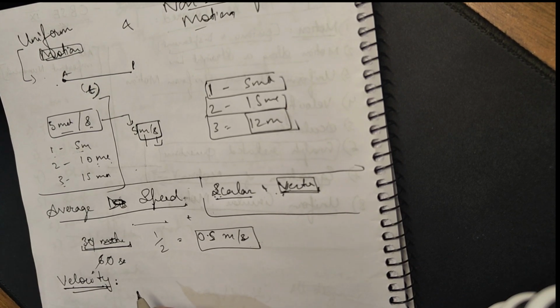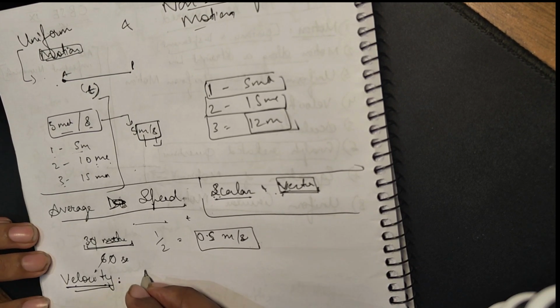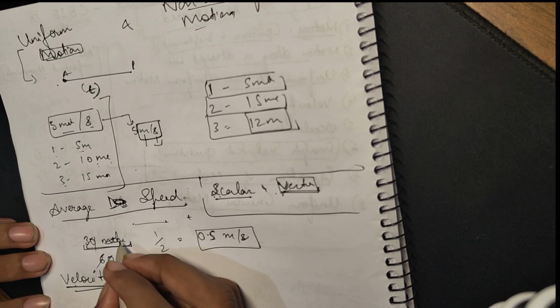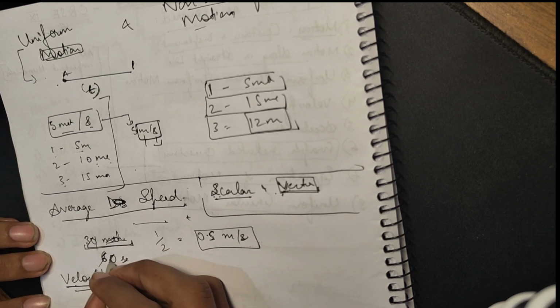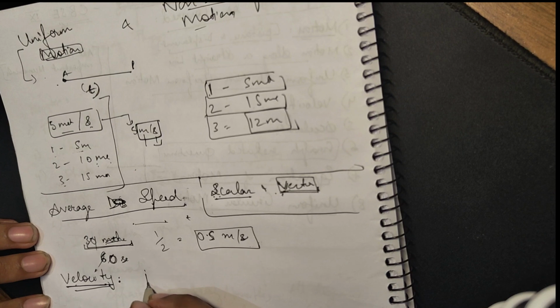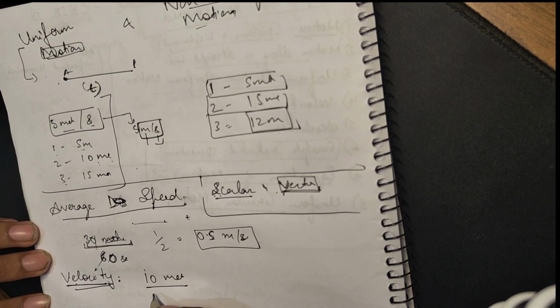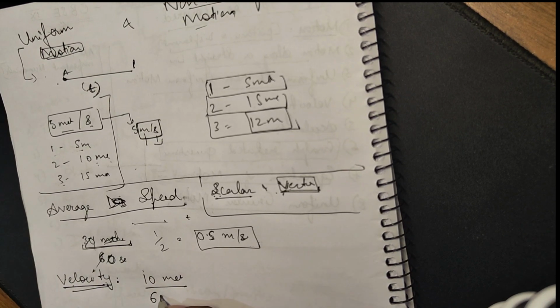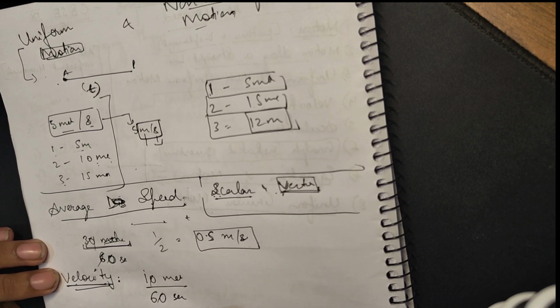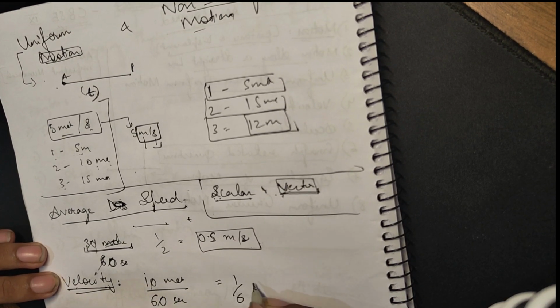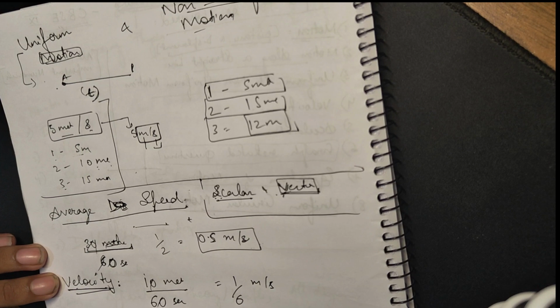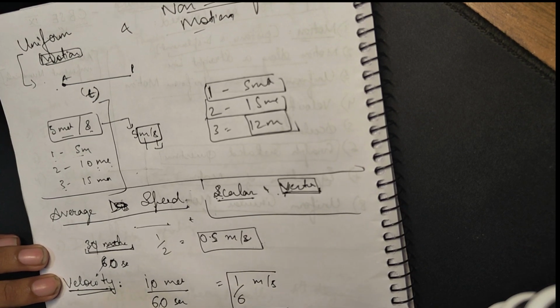Velocity. Now what exactly did we look at? Terms called distance and displacement, right? So Raju traveled 30 meters in 60 seconds, but what was his displacement? His displacement was 10 meters. In how many seconds? Again, the same time. He has taken the same time for displacement, right? So 60 seconds. So his velocity is now 1 by 6 meter per second. Got it? His velocity is 1 by 6 meter per second.